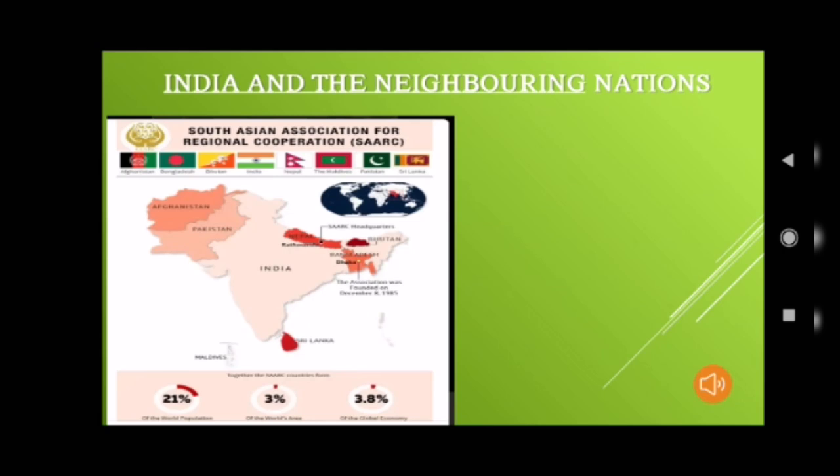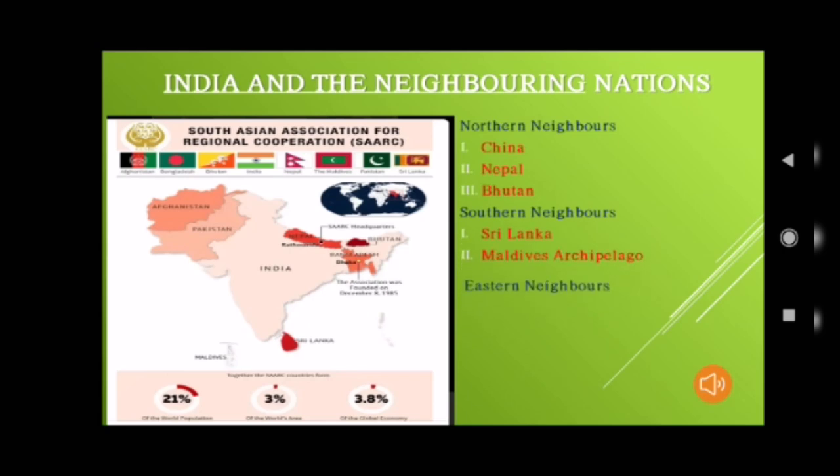The northern neighbors of India are China, Nepal and Bhutan. The southern neighbors of India are Sri Lanka and the Maldives archipelago. Eastern neighbors are Bangladesh and Myanmar. Western neighbors of India are Pakistan, and the northwestern neighbor of India is Afghanistan.